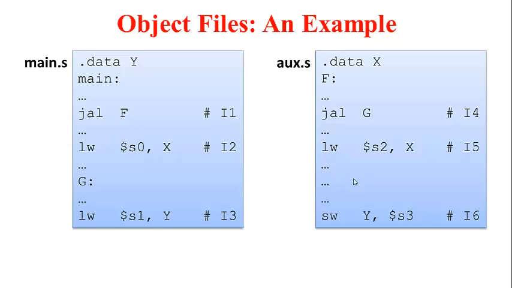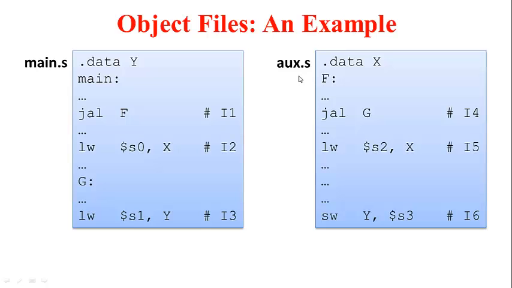Let's take a specific example to understand object files better. Here we have two assembly language files, main.s and aux.s. Main.s has local variable y, and it has the definition of function main which calls function f. Function f is present in aux.s. There is a reference to variable x which is also present in aux.s. There is a definition of function g which refers to local variable y. Let's call these instructions I1, I2 and I3.